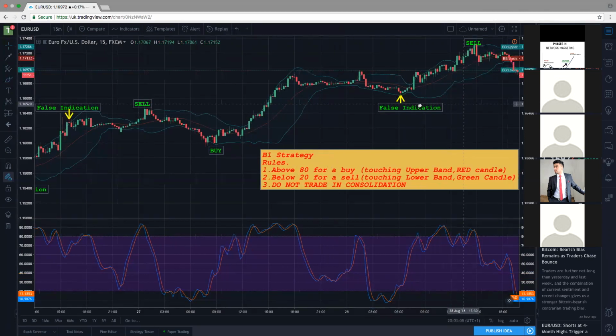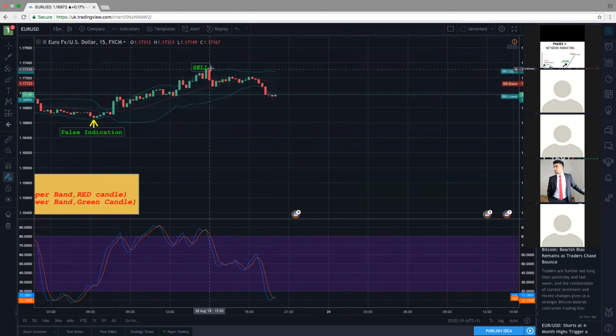So for example, here, as you see, I've already highlighted a sell. A red candle is touching the upper Bollinger Band and is being overbought on the stochastics. So that's a good indication that it's a sell. When it's touching the top Bollinger Band and it's above 80 on the stochastics, we're looking for a sell.